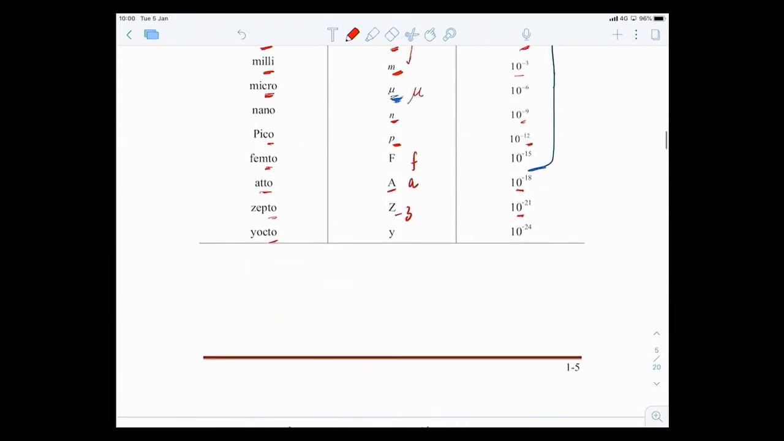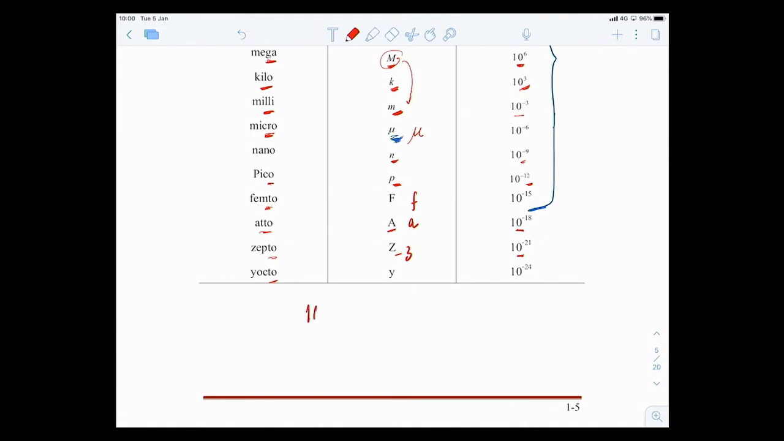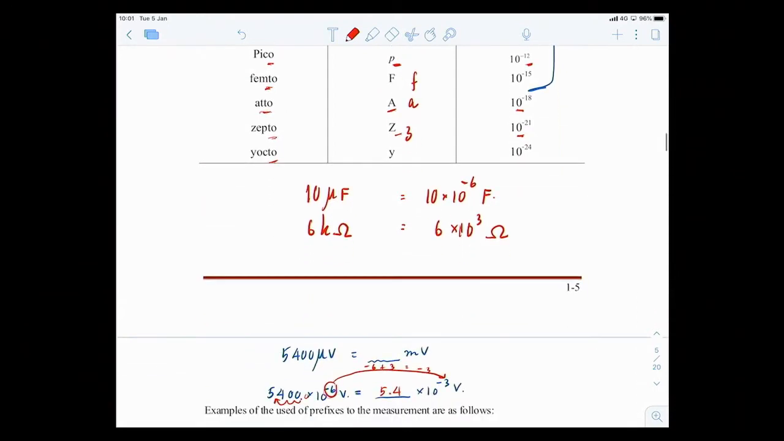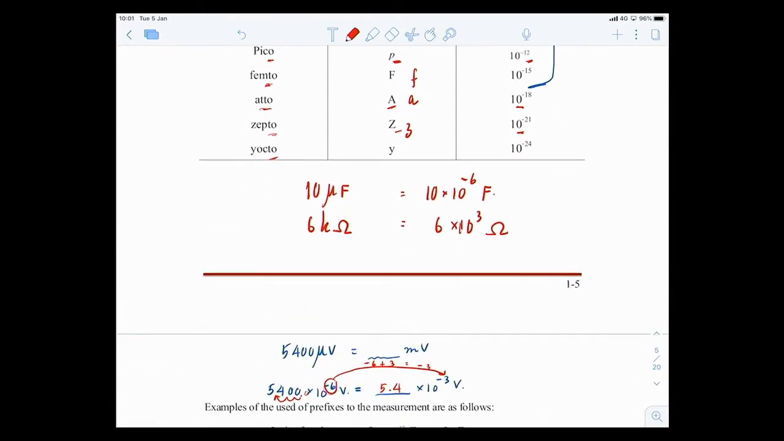For example, if I said 10 microfarad, it would be 10 times 10 to the minus 6 farad. Or 6 kilo ohms would be 6 times 10 to the 3 ohms. So this is the way we use our prefixes with our units. Now let's look at how we convert these units.